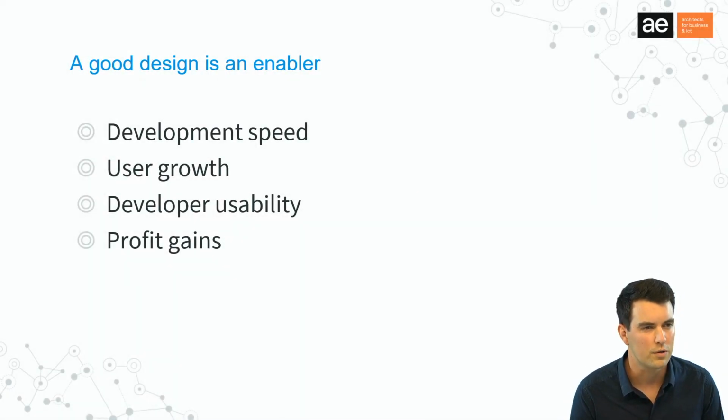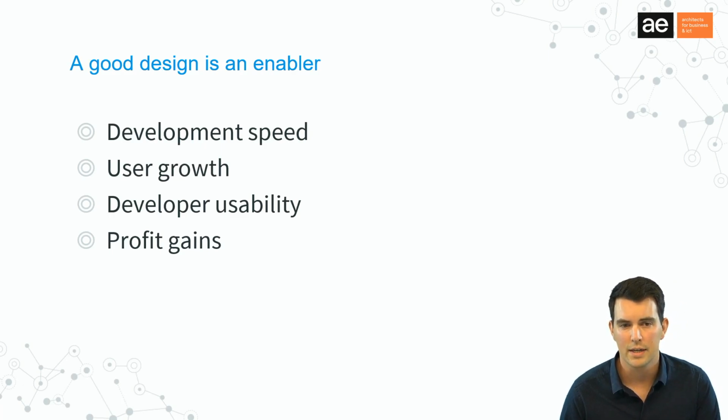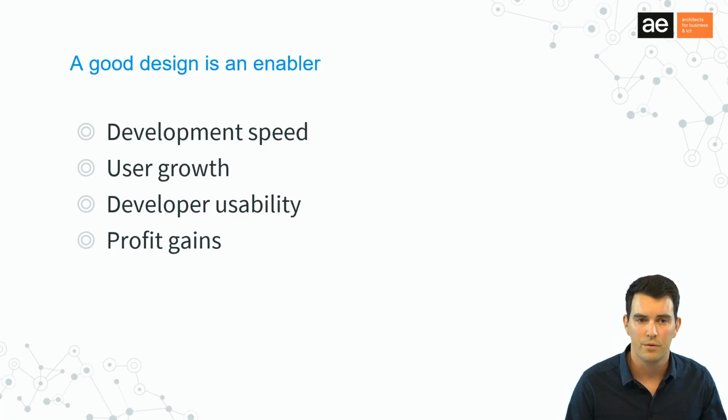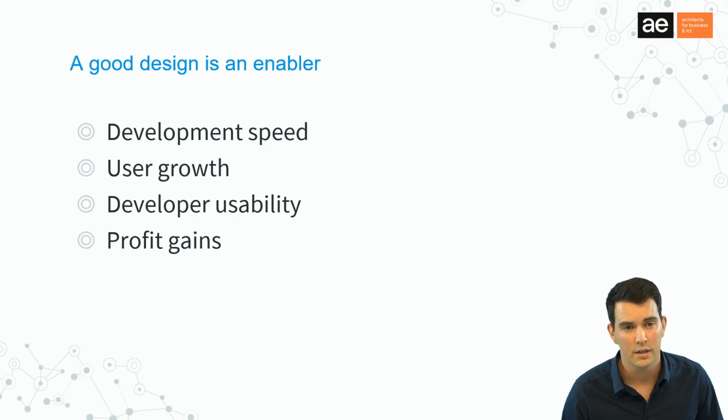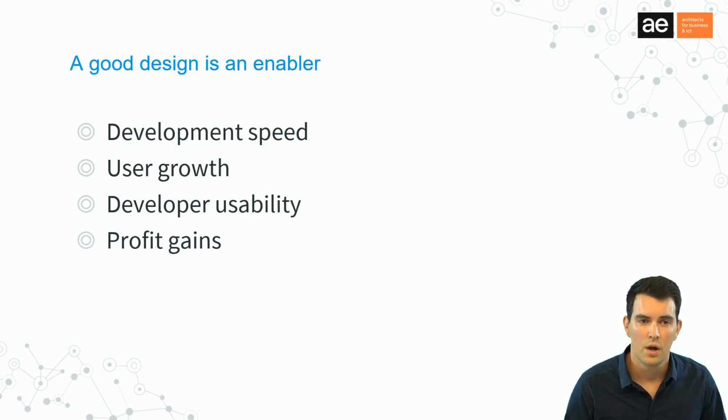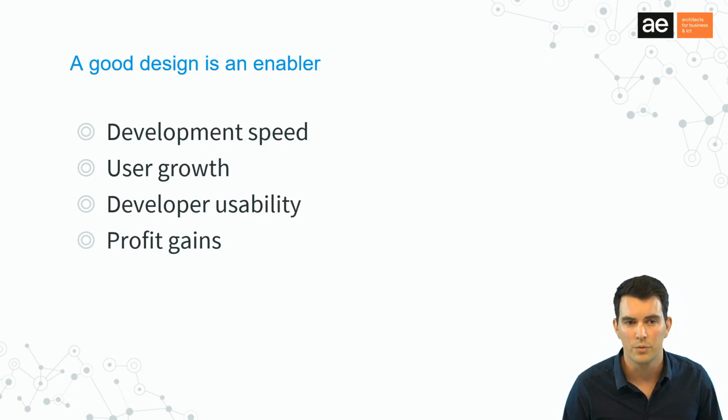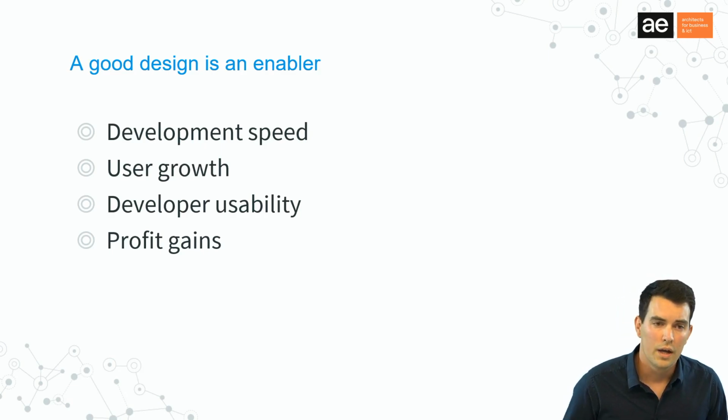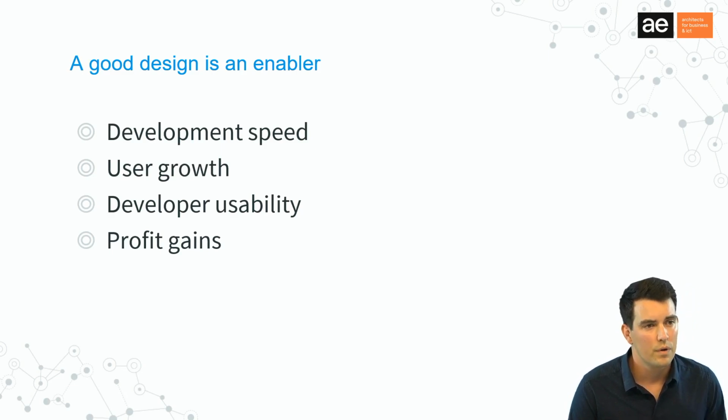So a good API design is actually an enabler. It enables you for development speed. When an API design is very clear, the task for the developer is as well very clear. He or she immediately knows what he can do and how to do it. Also, an API design is an enabler for user growth.